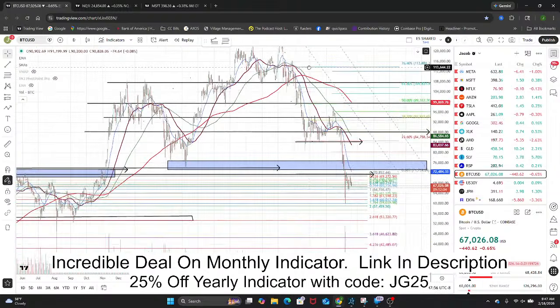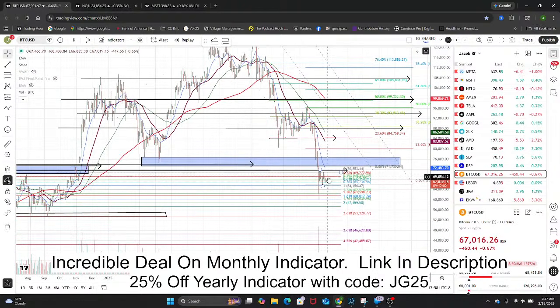55 was my target. They've fallen all the way down to 60. They're trying to bounce. I could definitely see one more push lower into that 55 zone where the support is over here. And then we'll see what happens from there.